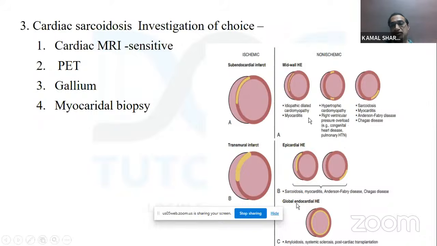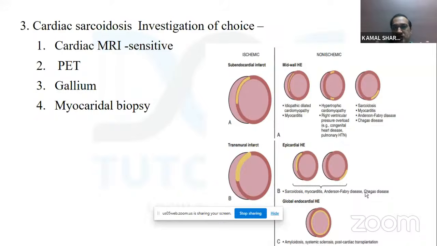So you have differentials in the form of mid-wall LGE involvement being myocarditis, Anderson-Fabry, and Chagas, while for epicardial you can have myocarditis, Anderson-Fabry, and Chagas. So that's a sensitive way of picking up cardiac sarcoid, but not a specific test. So the framing of the question is the keyword here. If they asked you sensitive, cardiac MR is correct. If they ask the diagnostic test, it's myocardial biopsy.